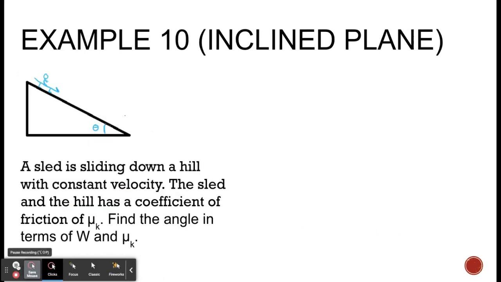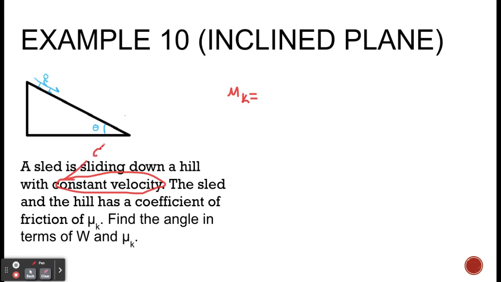Okay, number 11. Just kidding, I labeled that wrong. This should be 11, but it's example 10, number 2. So we have a sled sliding down a hill with a constant velocity. The sled and the hill have a coefficient of friction mu sub k. Find the angle theta in terms of weight and mu sub k. We sort of already did this, but let's take a look. Velocity in the x is still constant, so all the information that we derived and explained in the last question still applies here. It's just a new object with a new weight.